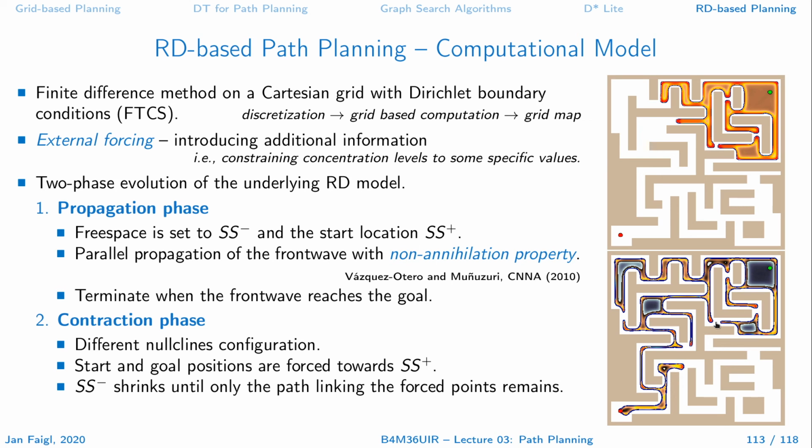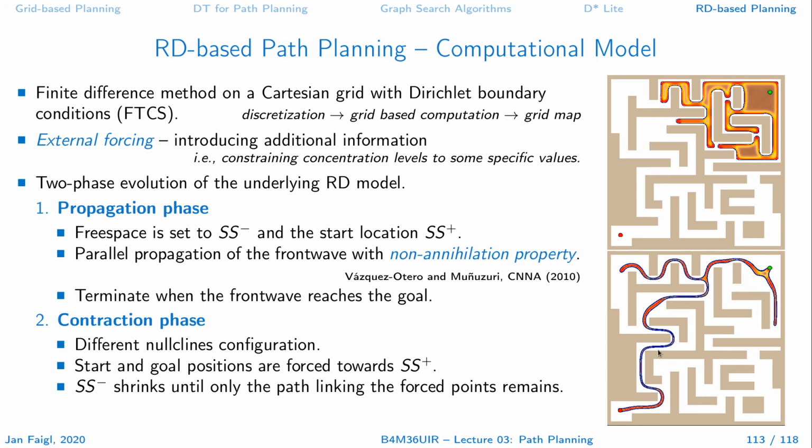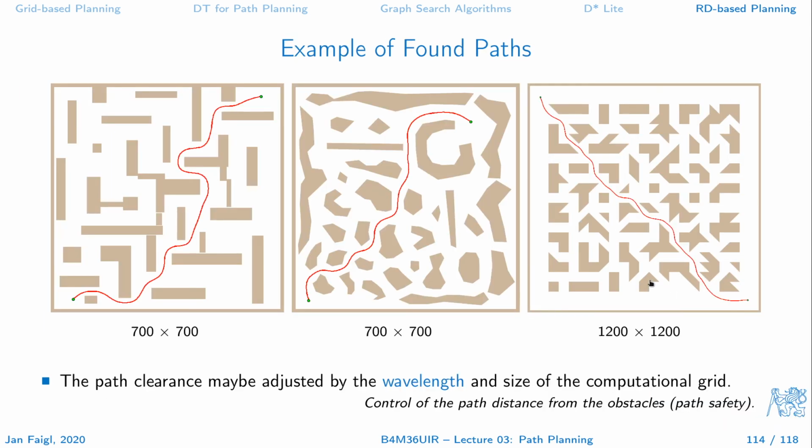So this is a computational model of the reaction diffusion system, but there is a nice property, and maybe you can see that. This seems to be quite smooth, and we can also somehow control the clearance between the path, or this steady state, and the obstacles. These are examples of the front wave, and using the wavelength of the autowaves, in combination with the size of the computational grid, we can control the clearance, so the paths are safe.